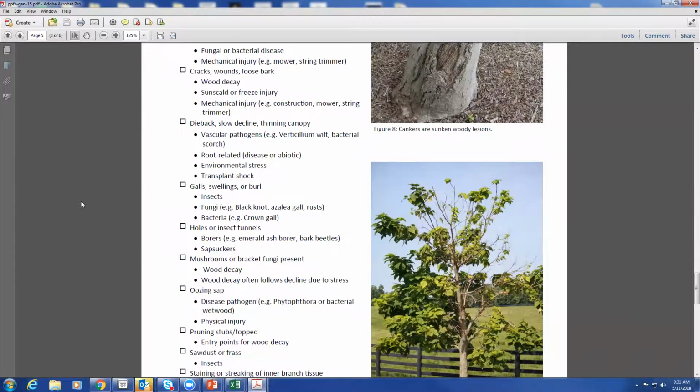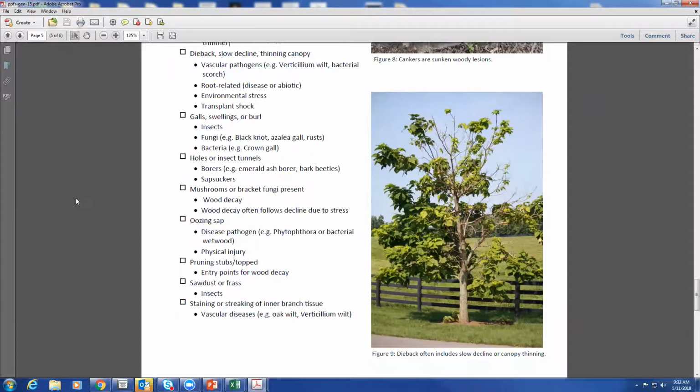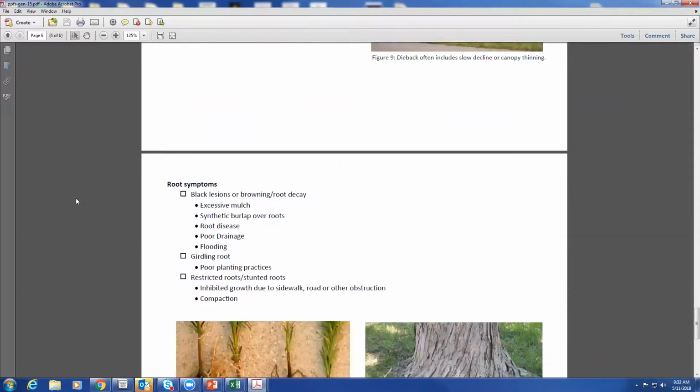Looking at dieback and canopy thinning, that's usually something slow. It's been a slow decline. Those types of things. Any mushrooms or bracket fungi, and that's if it's a woody plant. If you're dealing with annual plants like row crops or even greenhouse plants, there'll be different types of progressions of symptoms, but we can group them all together with some of this terminology. Okay, I'm going to keep going.